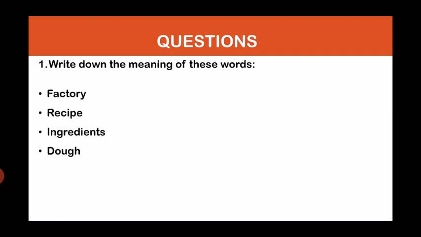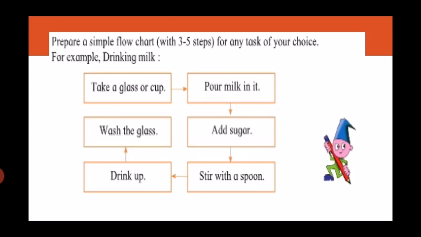Now let's see the next question. Read it along, children. Prepare a simple flow chart with 3 to 5 steps for any task of your choice. Do you know what is a flow chart, children? A flow chart is a short way of showing how things are done step by step. Like for example over here, drinking milk flow chart is drawn for you.